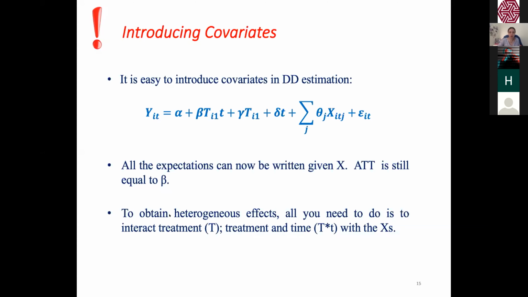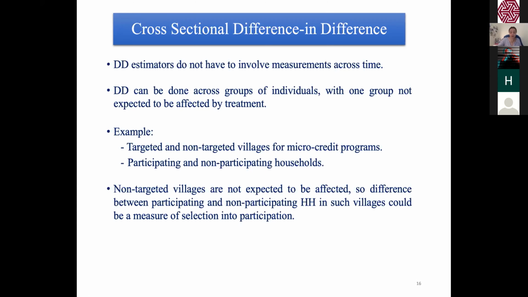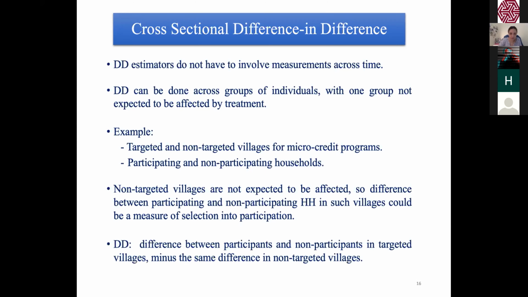Okay. So non-targeted villages are not expected to be affected at all, as was the situation in period 0, where T_i0 equals 0 for everyone. So we'll differentiate between participating and non-participating households in such a village. This will be the period 0, and the other one is where the village was selected in the beginning.